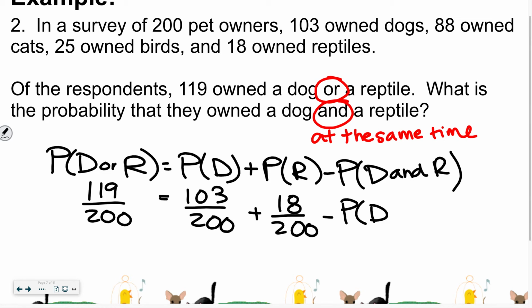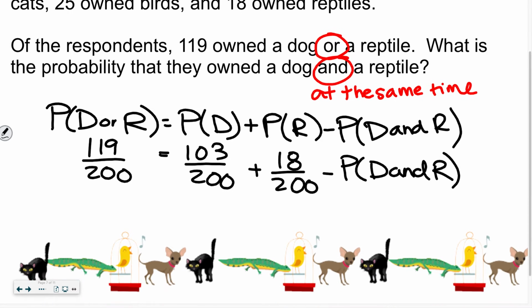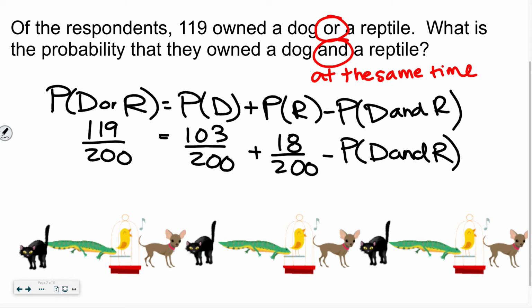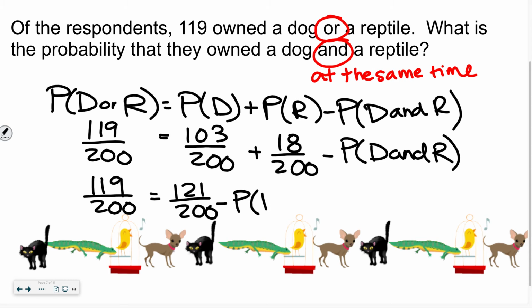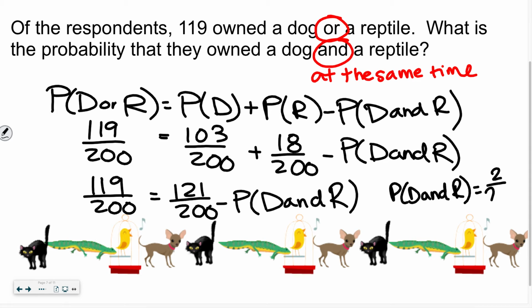So we don't know the probability of a dog and a reptile because, of course, that's the question, right? Can you figure out what that probability is? Isn't it just like doing algebra? Yeah, you could add the two. So this is really 119 over 200 equals 121 over 200 minus the probability of D and R. So can you tell me what the probability of D and R is? Two over 200, which we should simplify to 1 over 100.